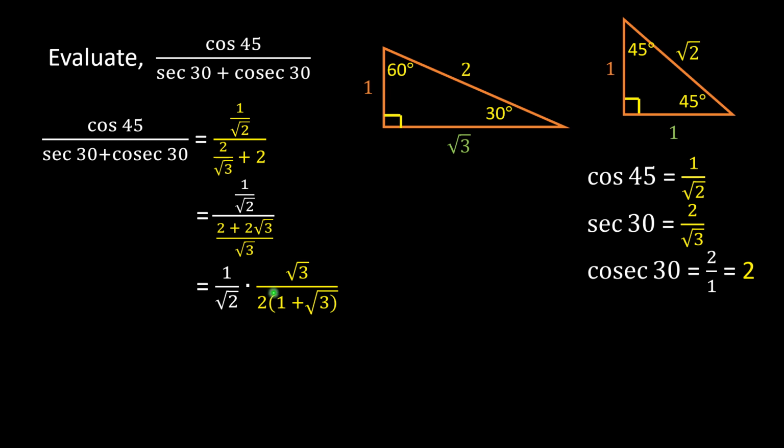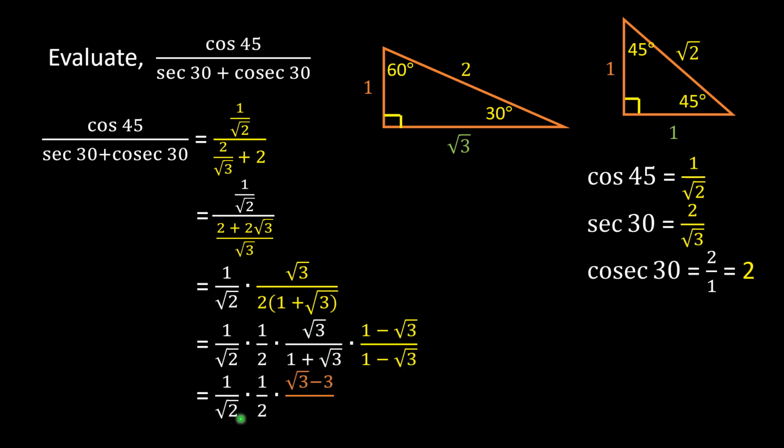by taking 2 common, we will write 2 here, and 2 divided by 2, 1, 2 divided by 2, 1 here, and root 3. Now we will write this 1 divided by 2 separately. At the same time, we will multiply numerator and denominator by the rationalizing factor of 1 plus root 3, or conjugate of 1 plus root 3, which is 1 minus root 3. So 1 minus root 3 divided by 1 minus root 3. We will multiply numerator and denominator separately.